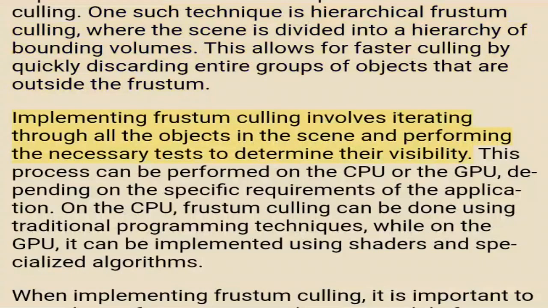Implementing frustum culling involves iterating through all the objects in the scene and performing the necessary tests to determine their visibility. This process can be performed on the CPU or the GPU, depending on the specific requirements of the application. On the CPU, frustum culling can be done using traditional programming techniques, while on the GPU, it can be implemented using shaders and specialized algorithms.